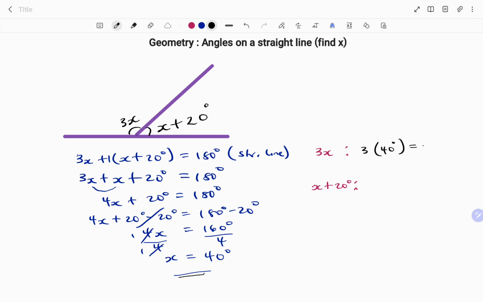3 times 40, that will give me 120 degrees. For the second angle, I have x plus 20. I know that my x, as shown in the previous calculation, is 40. I'm going to add that to my 20, and that will give me 60 degrees. And my check, 120 plus 60 will give me 180 degrees. That is the sum of angles on a straight line.